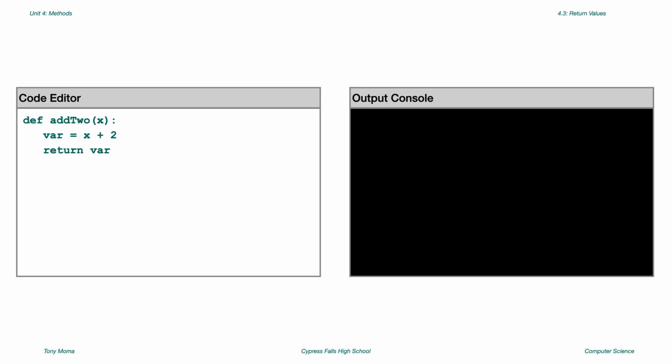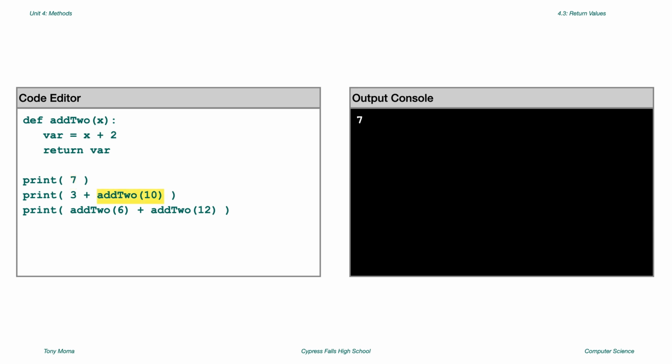Let's look at another return value example. Here we have a method named add2, which receives a single parameter, then adds 2 to that parameter, stores the sum in a variable called var, then returns that variable. Let's execute this in the program and see what happens. In the first line, we call the add2 method and give it the parameter value 5. So what's going to happen is 2 is going to get added to 5. That gives us 7. That's the value that gets returned, and subsequently printed out.